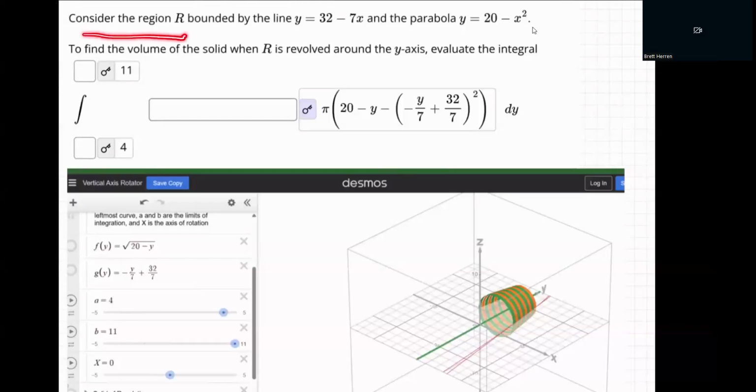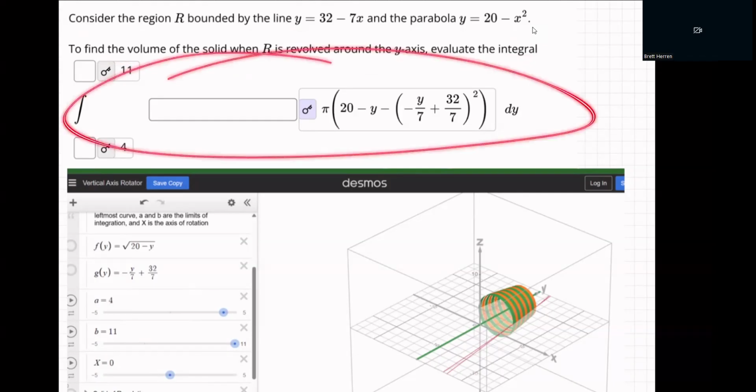Consider the region R bounded by the line y equals 32 minus 7x and the parabola y equals 20 minus x squared. To find the volume of the solid when R is revolved around the y-axis, evaluate the integral, and we're supposed to set up that integral.